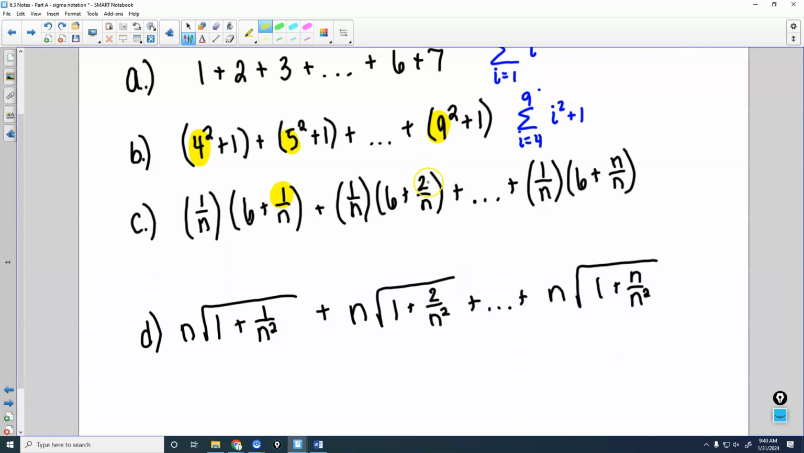The number on top of the n. That's the number that's changing. Right? So, for this, we would have a summation. We would start with 1. Where would we end? n. And then basically you're going to take the expression that you see, 1 over n times 6 plus, and that I have highlighted that's changing, we're going to change it to our index. That's going to be our i.